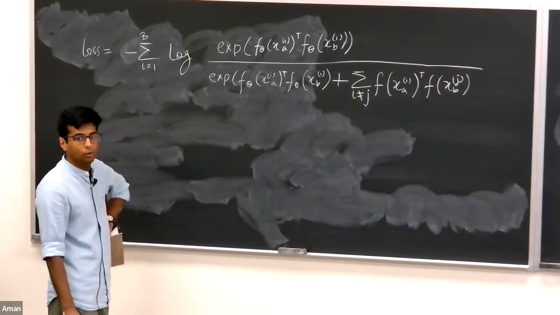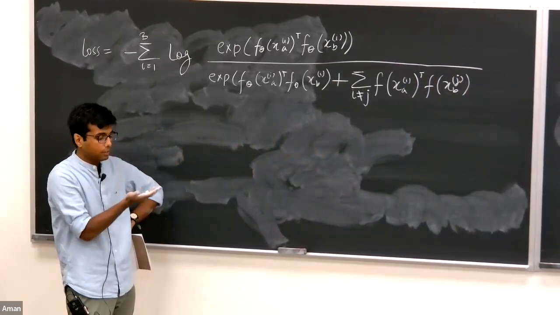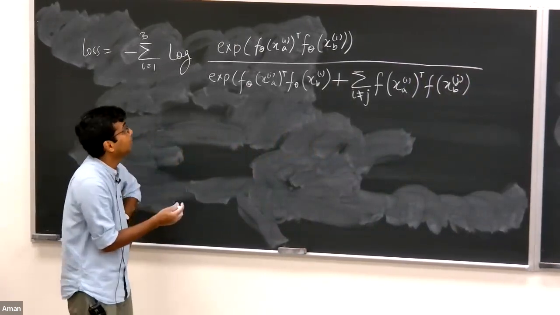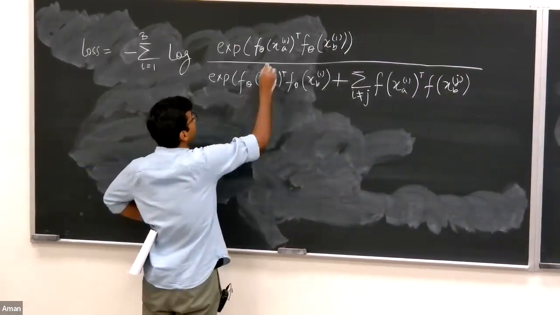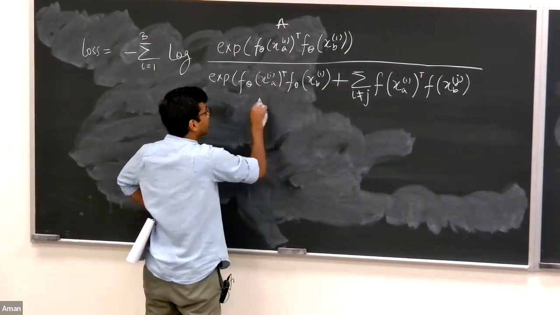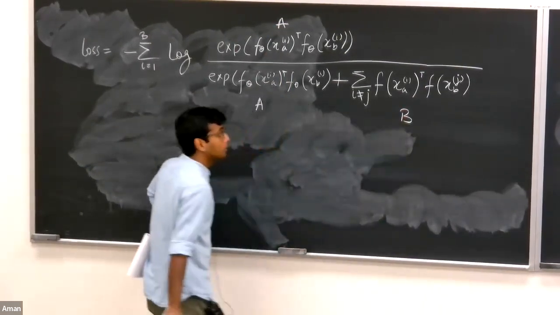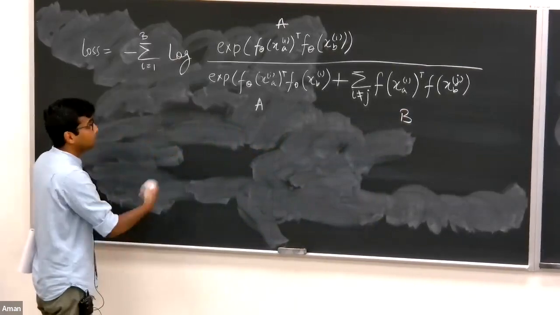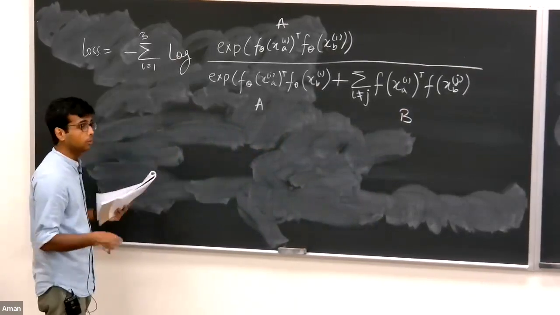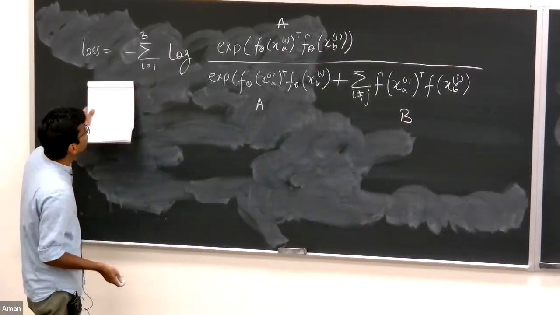Yeah, so this is the overall loss function. It looks a little complicated, but it's as simple as it can be. In the numerator, you'll see that this term A is there. The same term is there in the denominator as well. This is here, and this is a different term, B.